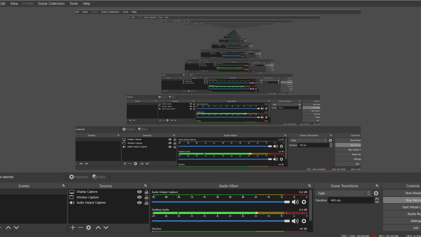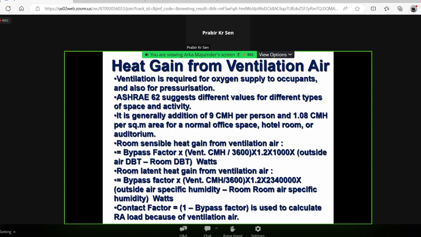Contact factor is 1 minus 0.12, so 0.88. So use contact factor in place of bypass factor to calculate the balance amount of heat that is going to the return air. Same formula, but use contact factor in place of bypass factor to get the balance amount of heat that will be going into the cooling coil, as sensible heat and as latent heat.